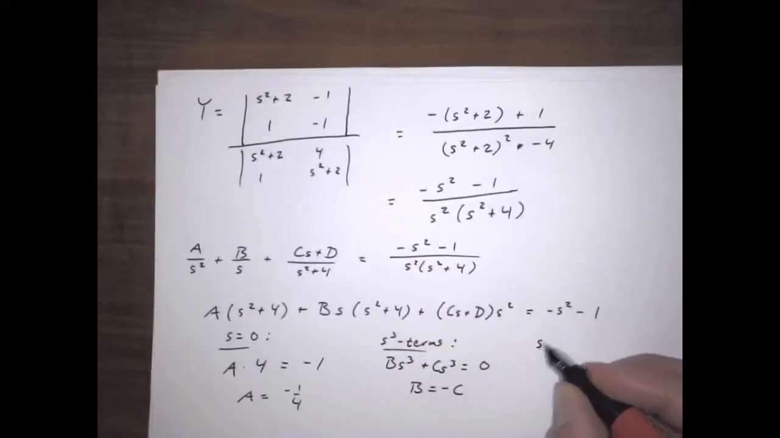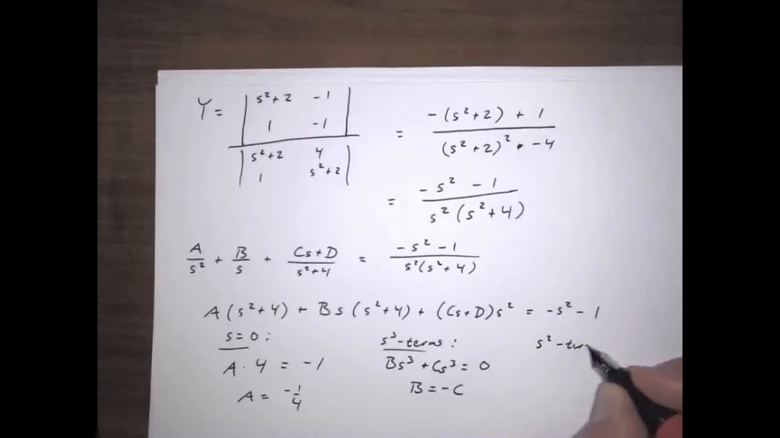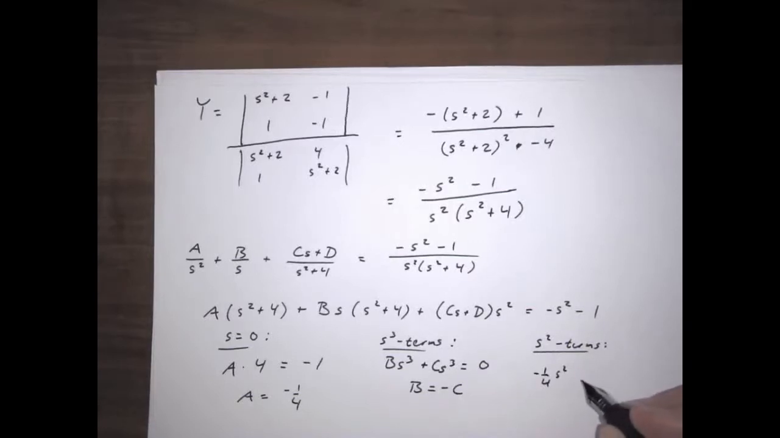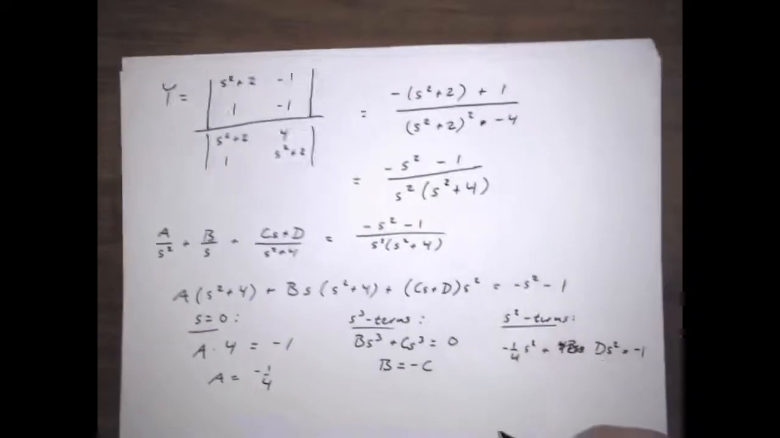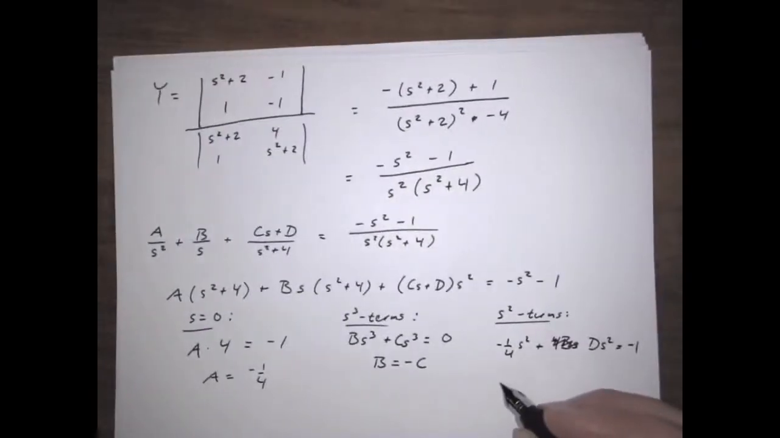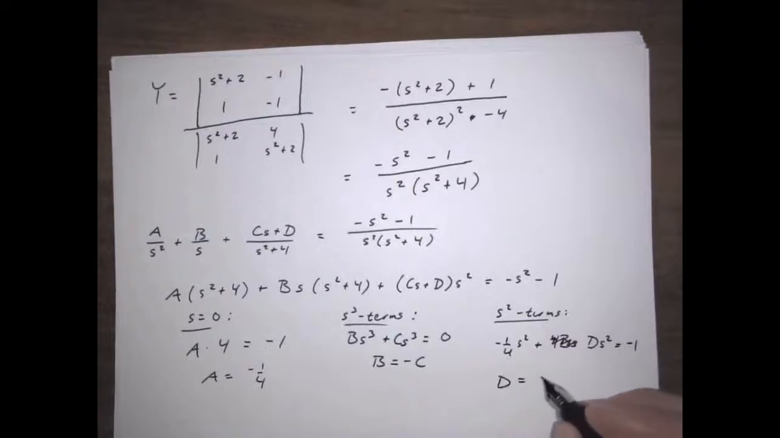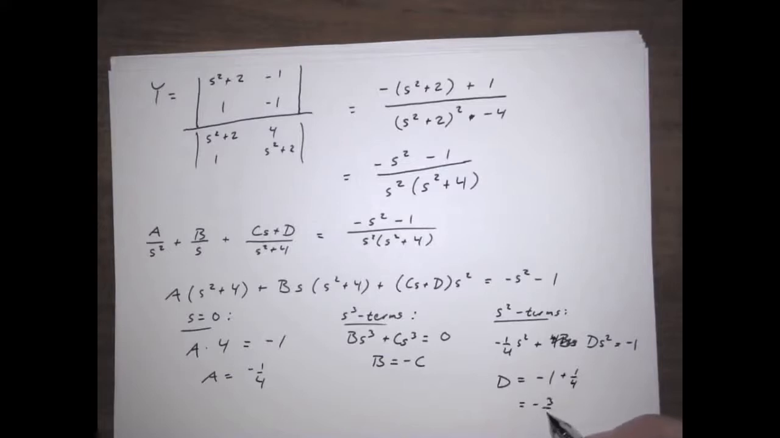We can do an s squared. We look at the s squared terms, it's going to be negative 1/4 s squared plus d s squared is equal to negative 1. No, sorry, the 4b term is not going to be there. So then, what is it? D equals negative 1 plus 1/4. So that's going to be negative 3/4.